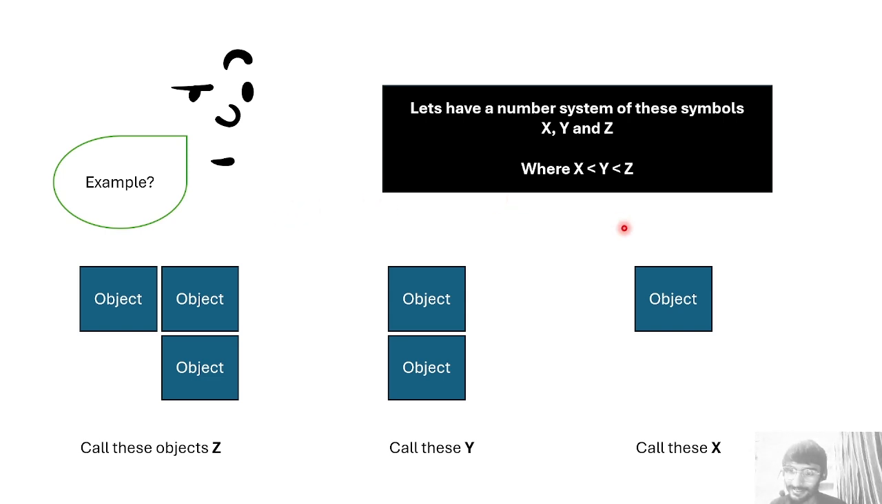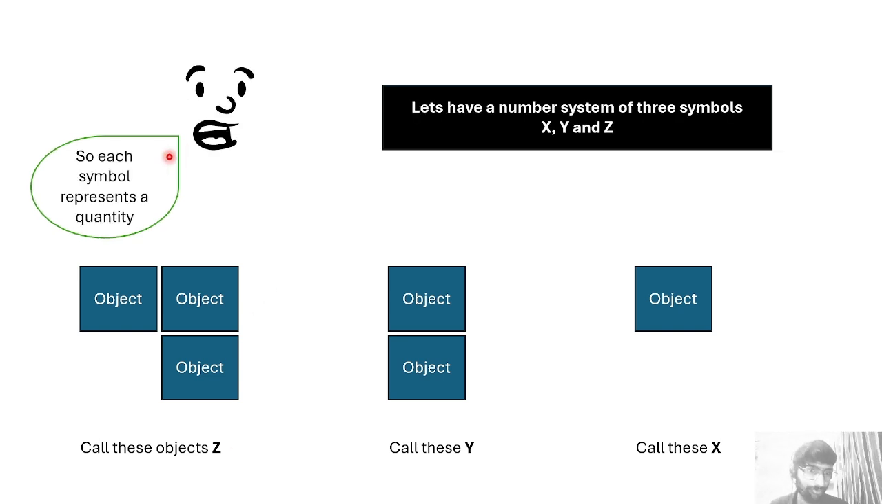Now we define this quantity of objects to be called X. This quantity will be called Y. This quantity will be called Z. Clearly, each symbol represents a quantity. Frank got that. So we have a number system of three numbers.